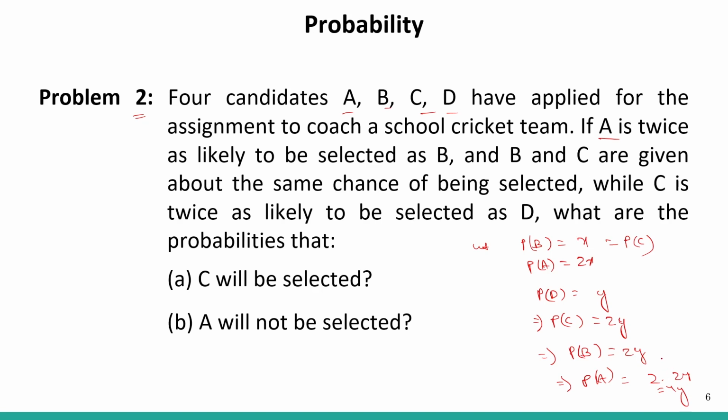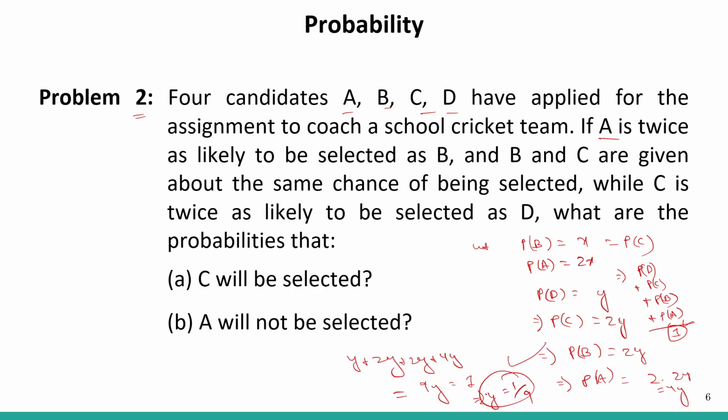As we know, the sum of the probabilities of all mutually exclusive elementary events must be equal to 1. So probability of D plus probability of C plus probability of B plus probability of A, if we add all these, should be equal to 1. So it will be y plus 2y plus 2y plus 4y, which is 9y. 9y is equal to 1, so y is equal to 1 by 9.